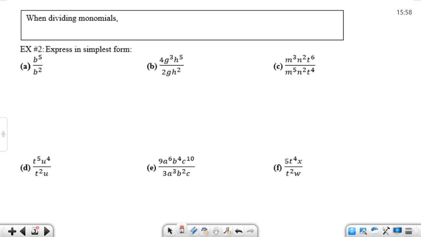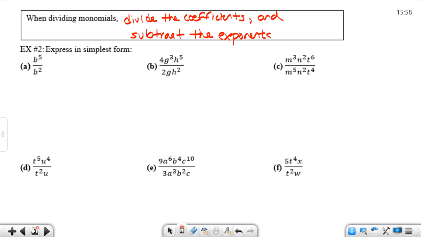So on the flip side, this should make sense. When dividing monomials, we're going to divide the coefficients and subtract the exponents. So if you guys think about it, this kind of makes sense. If we multiply bases and we added the exponents, if we divide like bases, we're going to subtract the exponents. Makes sense.